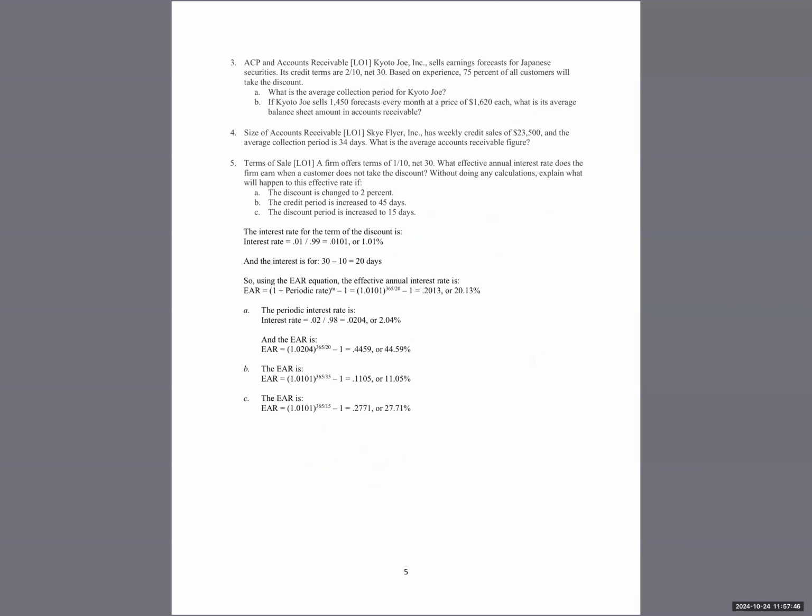Next, let's take a look at question 5. A firm offered terms 1/10, so 1% discount within 10 days, and net 30 days. What effective annual interest rate, or EAR, does the firm earn when a customer does not take the discount? Without doing any calculation, explain what will happen to this effective rate if the terms change. So we have 3 scenarios.